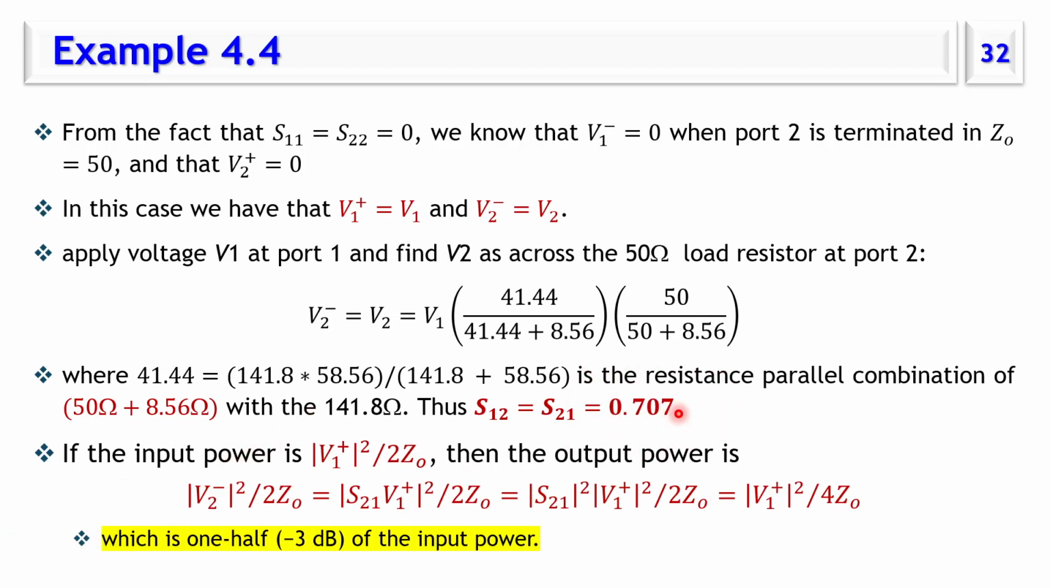When we go for the power, it's a 3 dB. So the input power is V1 plus squared over 2 Z naught, which is 50 ohm. The output power is V2 minus squared, because it's matched in this case, over 2 Z naught. Just applying this condition here, we'll have the ratio between the output power and input power is half, which is minus 3 dB of the input power.